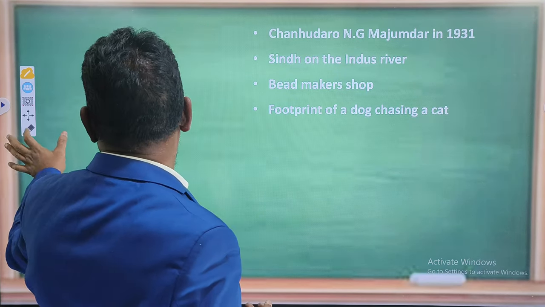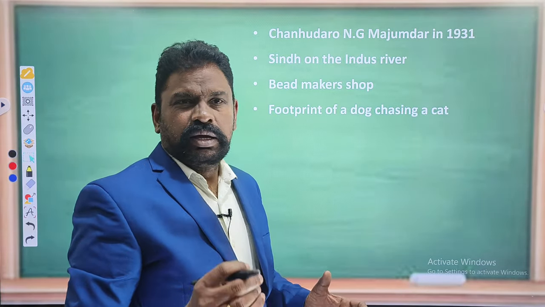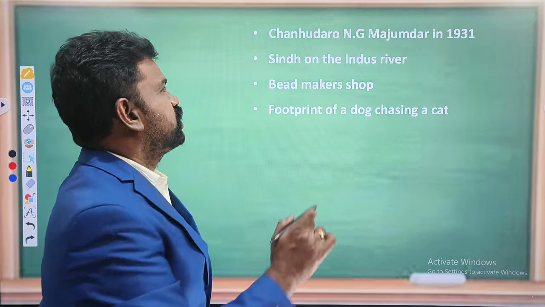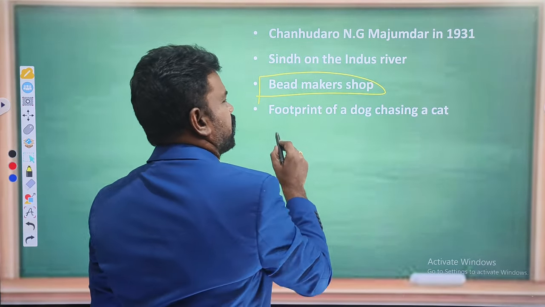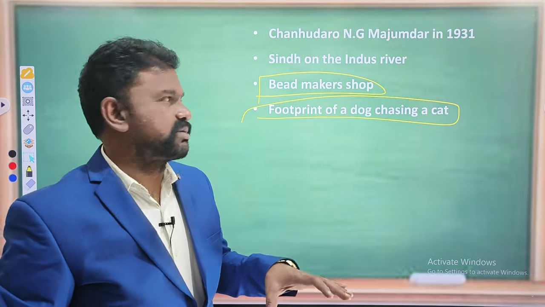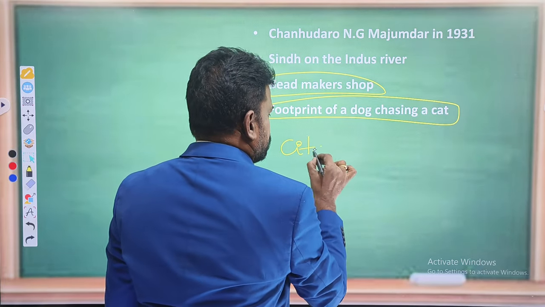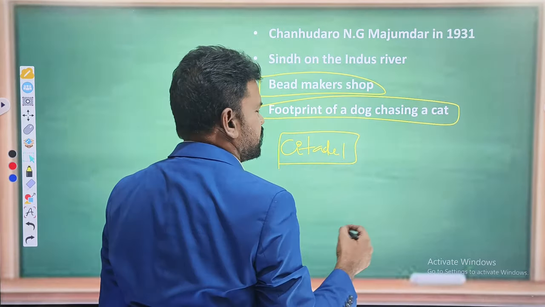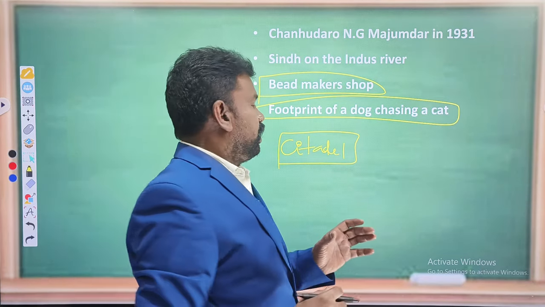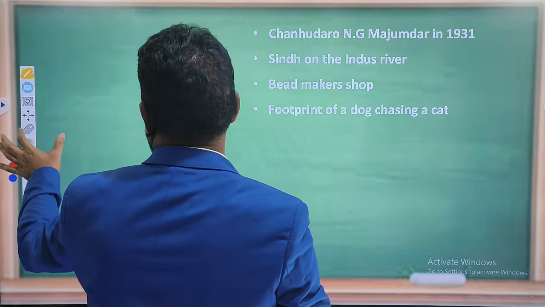After Mohenjo-daro, Chanhu-daro is also situated on the riverbank of the Indus in Pakistan, and N.G. Majumdar discovered it in 1931. Chanhu-daro is very famous for the bead maker's factory. Footprints of a dog chasing a cat were also found on the bricks of Chanhu-daro. It was the only city without a citadel. What is a citadel? A citadel is the fortification of the city, like a fort wall. An ink pot was also found at Chanhu-daro.